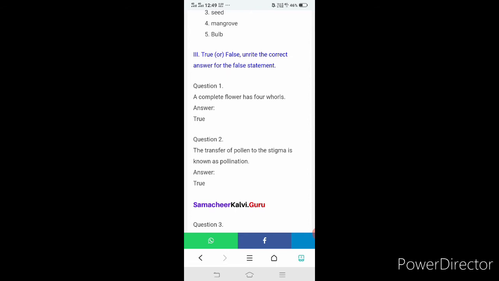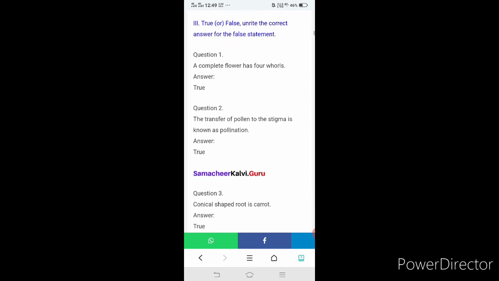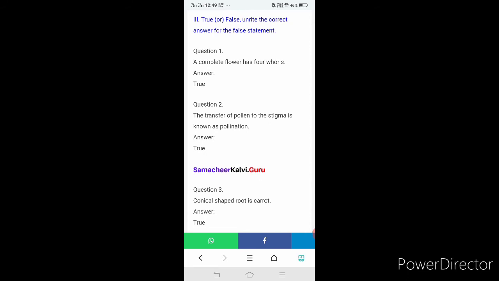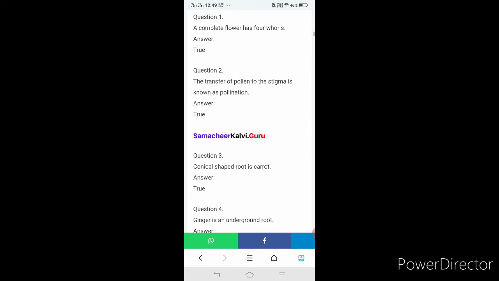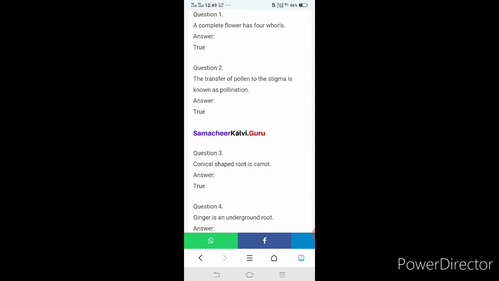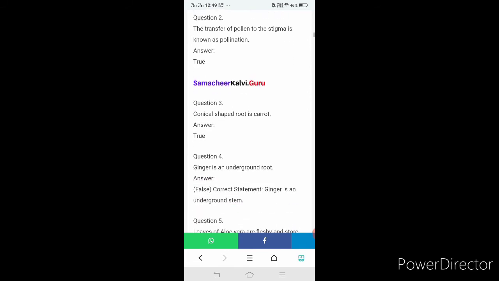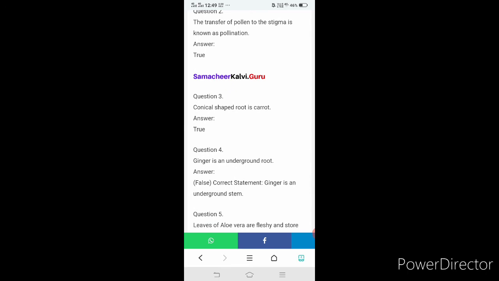Question number 2, the transfer of pollen grains to the stigma is known as pollination. That is the definition for pollination actually, so it is true. Third one, conical shaped root is carrot. It is also true. Ginger is an underground root. No, it is false. Ginger is an underground stem.